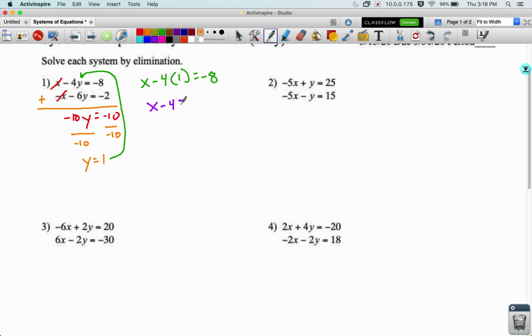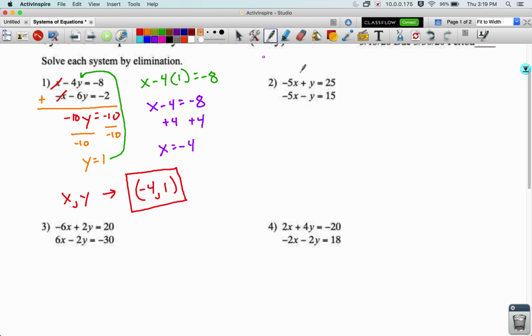Now I've got a new equation that has only one variable, and I can solve for that variable. x minus 4 equals negative 8. Add 4 to both sides. We get x equals negative 4. Put this together into an ordered pair, x comma y. It's going to become negative 4 comma 1. All right, and that's the answer that I want to box.